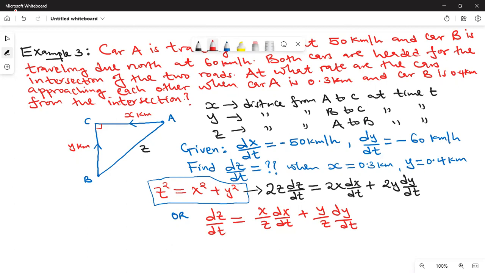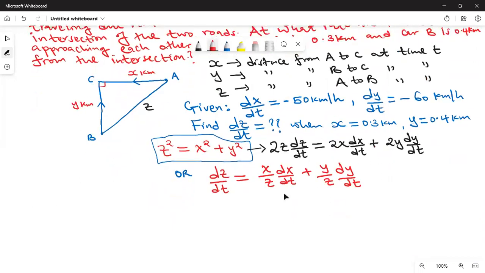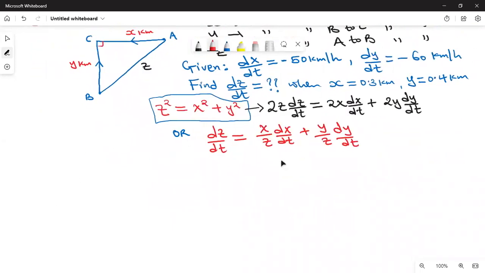Because we don't know z, let's see, how do we find z when x is 0.3 and y is 0.4? So I'm going to write this, that when x is 0.3, y is 0.4, we have, what is z? Let's calculate z.